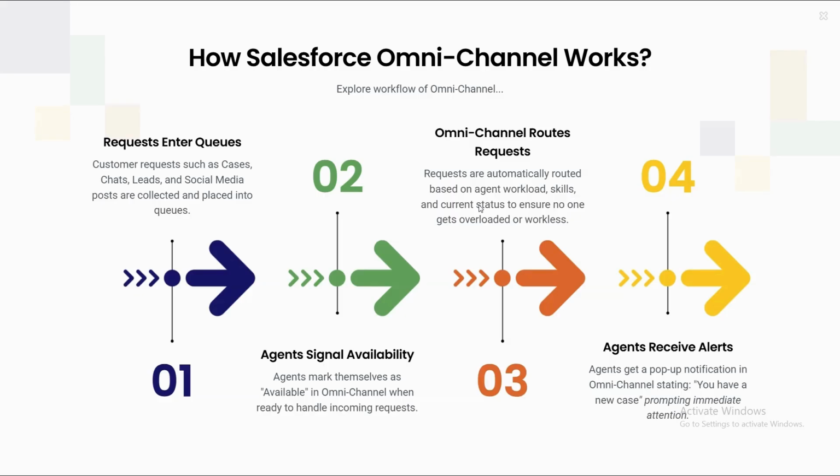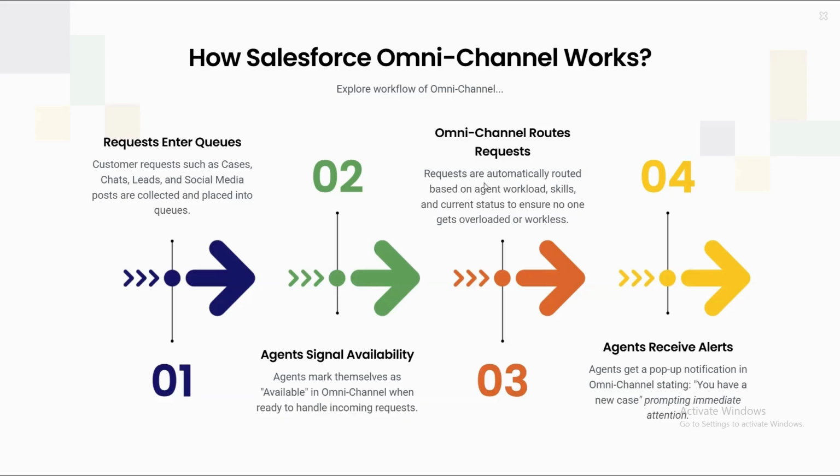And current status means what? I will tell you one point, keep note of this point: Omnichannel will assign the work to the agent only if that agent's status is available. If the agent's status is other than available, then Omnichannel doesn't assign the work to that agent. That means Omnichannel will assign the work only to available agents. Keep note of this point.